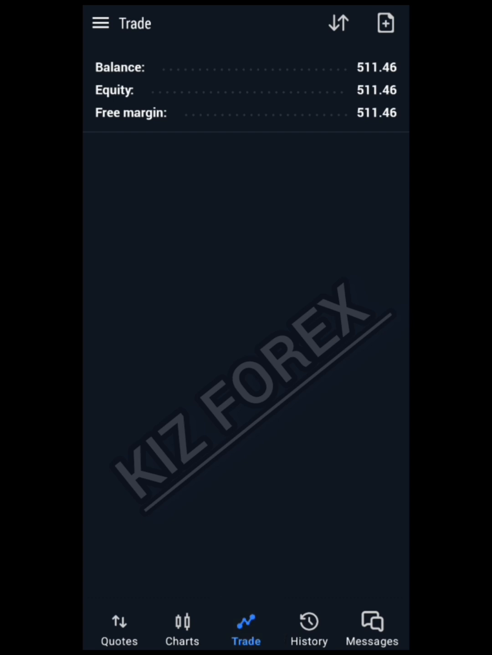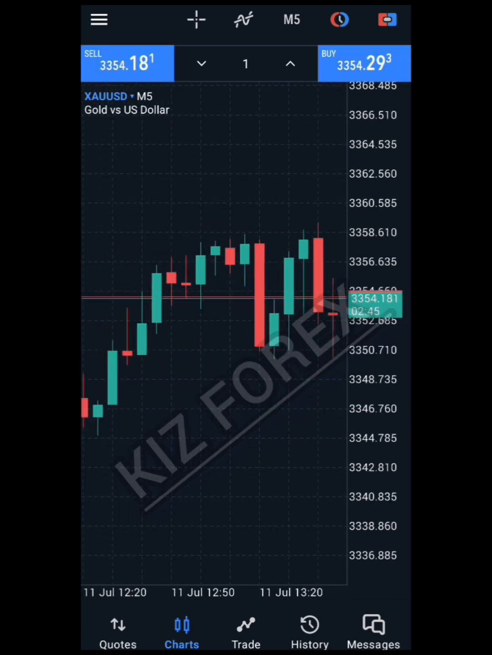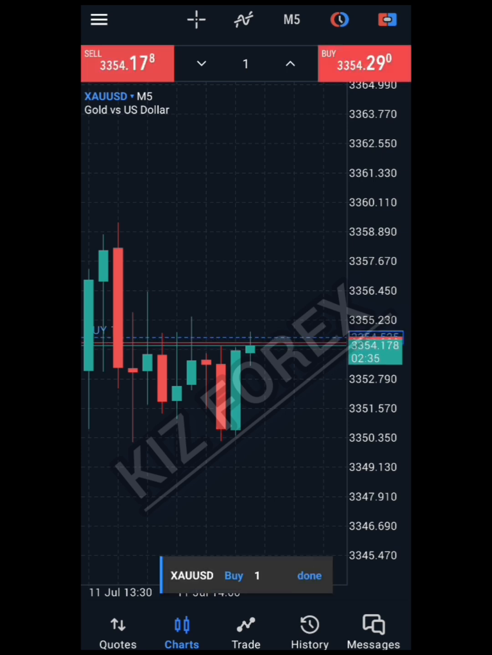All right, now our TP has been hit. Now our equity right now stands at 511.46. 511.46. Now this has given us quite a number of leverage to use in the market. Now we are also looking at gold again, and see if we can get another opportunity.